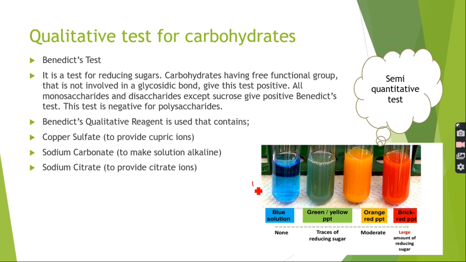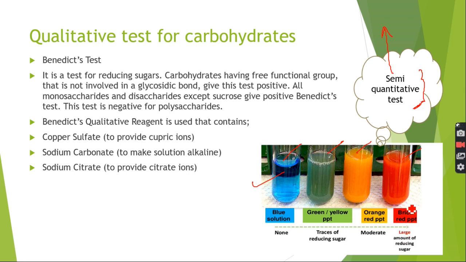What you can see in the picture over here is the test with Benedict's reagent, Benedict's test as we call it. This Benedict's test is also semi-quantitative in nature. Okay, though the identification tests are mainly qualitative, but this Benedict's test you can say is semi-quantitative in nature. Why? Because the color of the solution, or you can say the precipitate, indicates the amount of reducing sugar which is present in the sample.